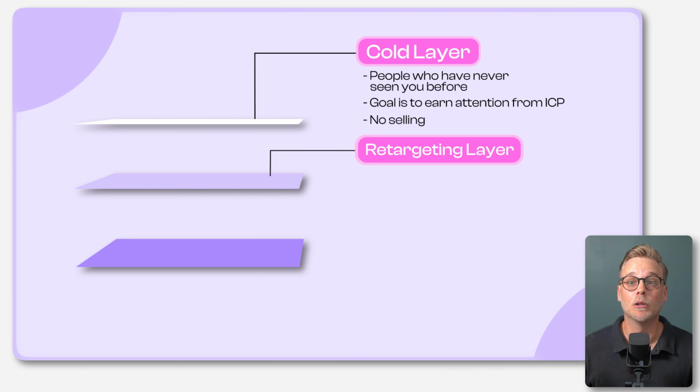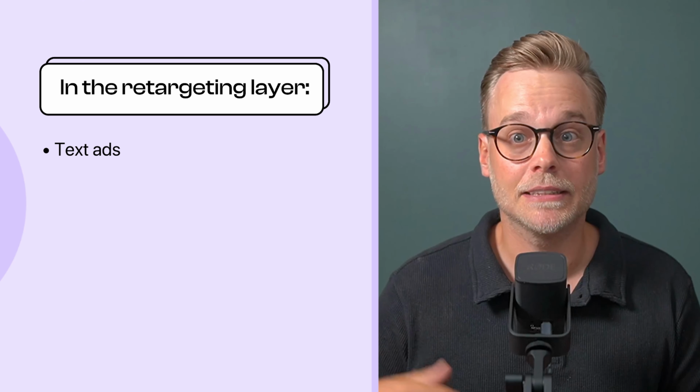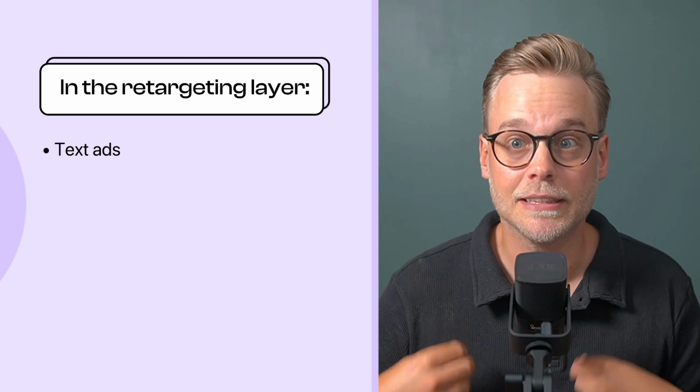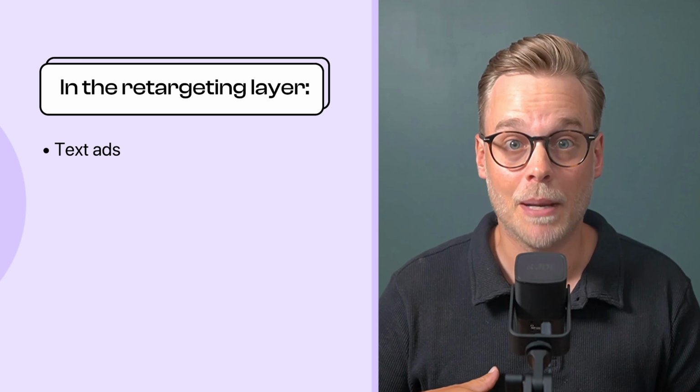So these are people who have already interacted with us. They might have visited the website, the company page on LinkedIn, or engaged with an ad in the cold layer. And here we turn much more into the product. So we try to connect the dots between our story and our product. First, we have text ads. Same thing as I've told you before. We're running the same message and narrative here, so people will feel consistency and kind of remember us.